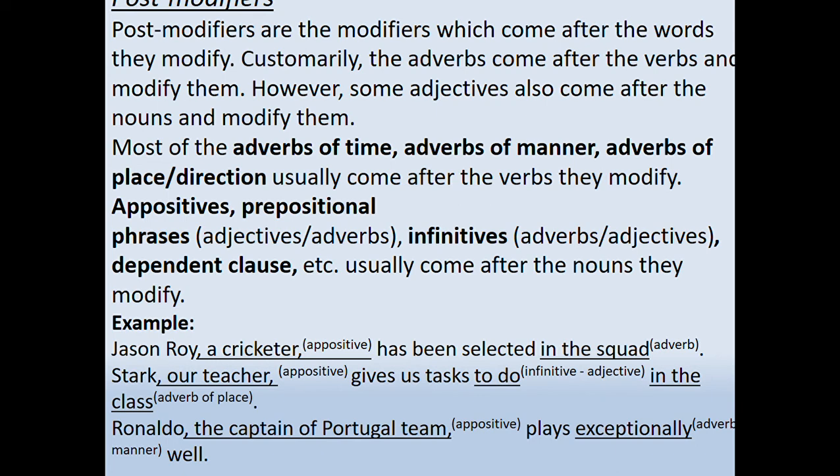Appositive, prepositional phrases, infinitives, that is adverbs or adjectives, dependent clause, etc. usually come after the nouns they modify. For example, Jason Rai, a cricketer, has been selected in the squad. Here you see a cricketer is an additional information of Jason Rai.